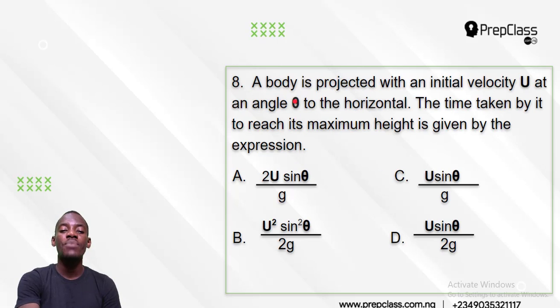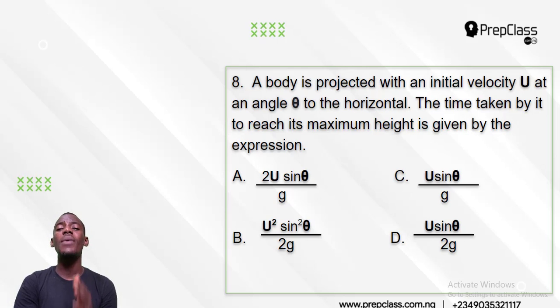Let's check out number 8 now. Number 8 says a body is projected with an initial velocity u at an angle theta to the horizontal, right? The time taken by it to reach its maximum height is given by the expression what? Now this is a projectile question.